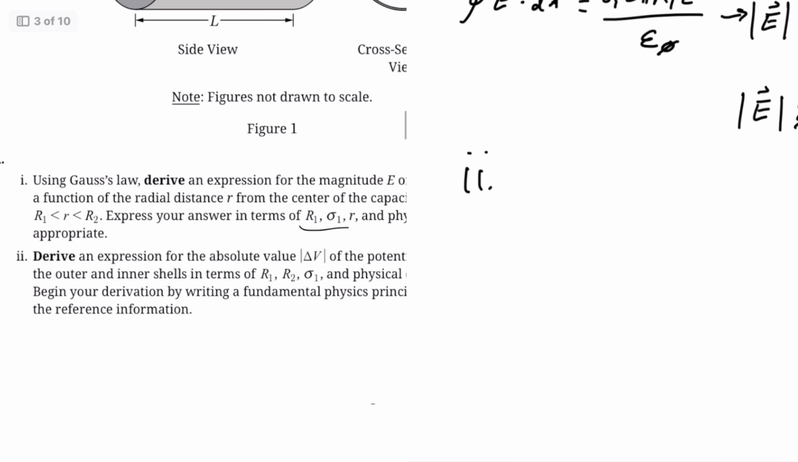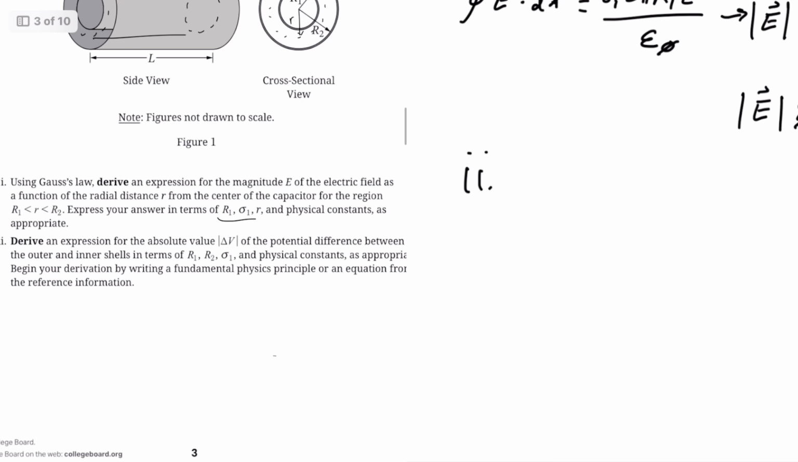Now we can move on to part A II. Derive an expression for the absolute value of the potential difference between the outer and inner shells, in terms of R1, R2, and sigma 1, and physical constants as appropriate.